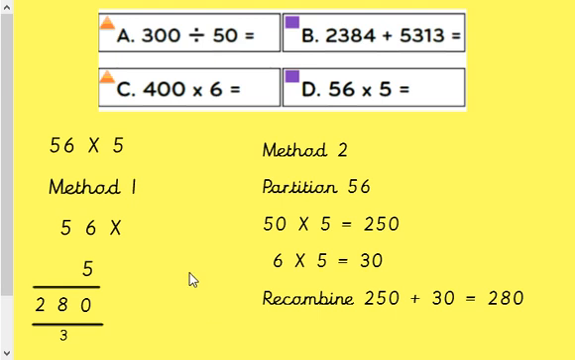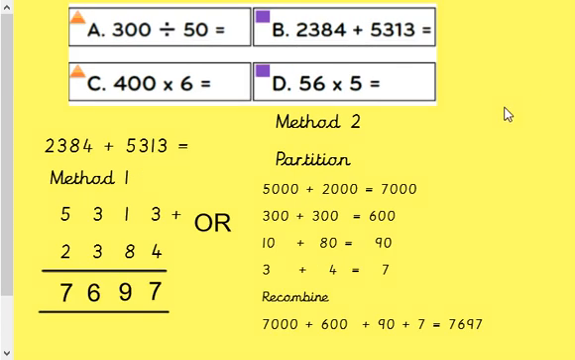And the second method, simple partitioning. 56, we will get 50 and 6. And then we just need to multiply both of those by 5. Well, 50 times 5 is a bit like using our multiplication of known facts. So 50 times 5 is 250, and 6 5s are 30. And if we recombine those, we will get 280, which we can see we had for our abstract answer.